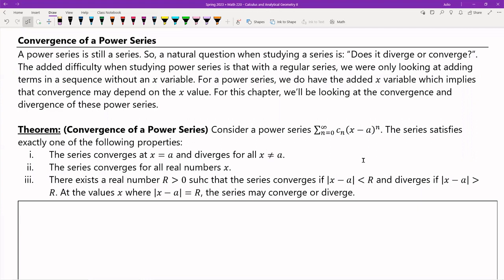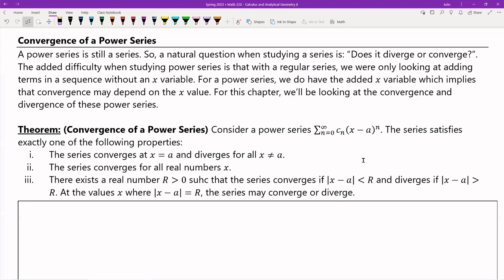In this case, we now have the added difficulty of having an x variable floating around in our power series. So now this convergence can not only depend on the terms within the series, but can also depend on an x value that we choose. So that brings up an added difficulty.